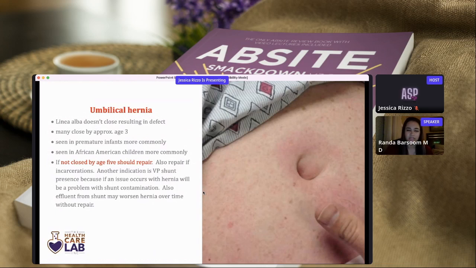Generally not because anything's going to happen at age 5, but usually that's the time where you want to catch a child before they're starting school and have to miss school for surgery. So this is a good time to take them to the operating room and fix their umbilical hernia. However, that is if they do not have a VP shunt. You don't want to take them to the operating room if they have a VP shunt, just because you don't want to have shunt contamination later on. Next.